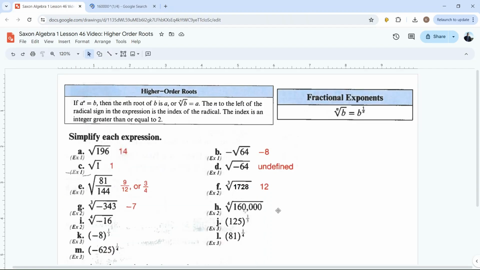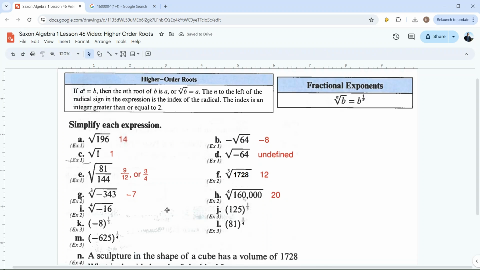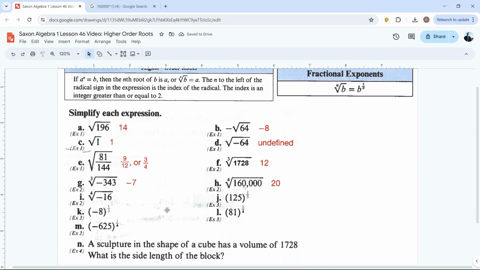Okay, 20 times 20 times 20 times 20. Now, I could have tried to guess. For roots of numbers that are in the thousands, I would always recommend using a calculator, because otherwise you're going to be guessing and checking for a while. 20 times 20 times 20 times 20 is 160,000.